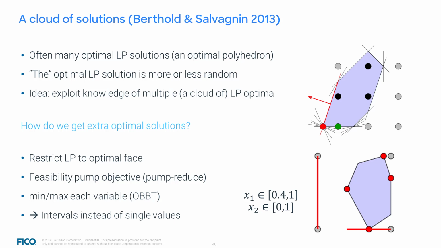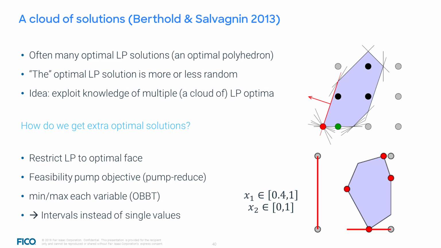The idea of cloud branching is to exploit the knowledge of multiple alternatives of the LP relaxation. The question is, how do we get these extra optimal solutions? First of all, we can easily try to restrict the LP to the optimal face by adding one additional constraint that sets the objective function equal to the value that it has in the optimal LP solution. Then we can explore this optimal face.